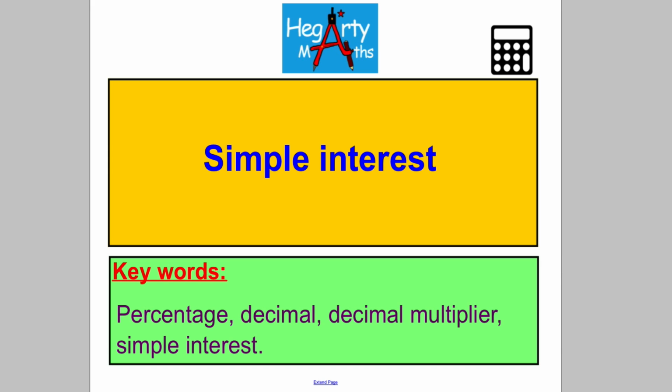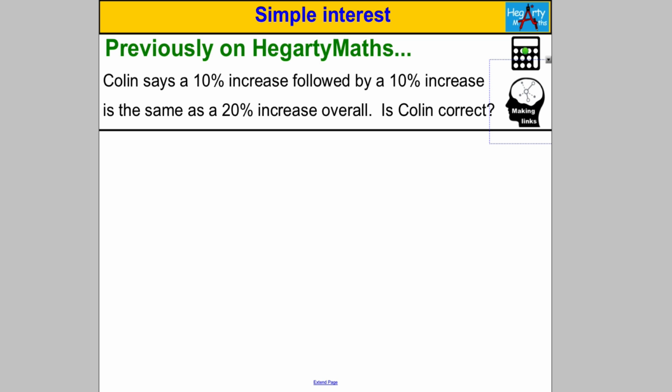It's Mr. Hegarty here, and in this video we're talking about what's called simple interest. Now, to start with, I want to link to something we've previously learned on Hegarty Maths, and we've actually previously done this question. So pause the video and have a go and check you can do this.